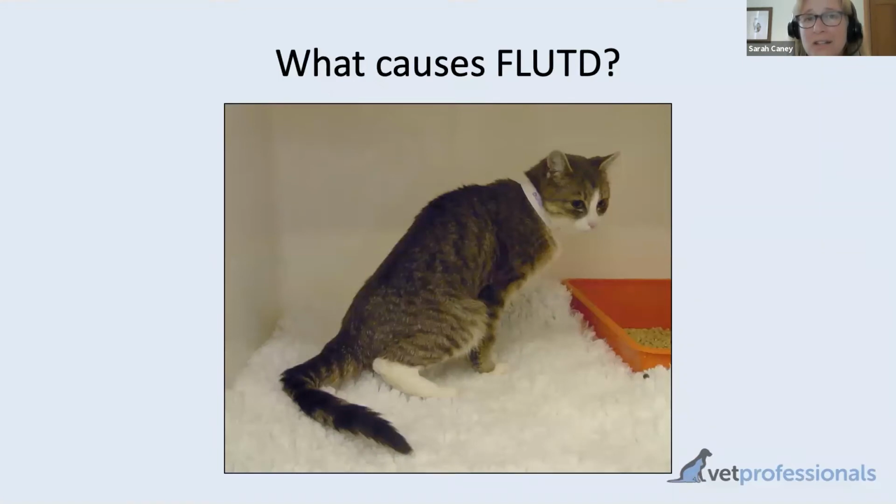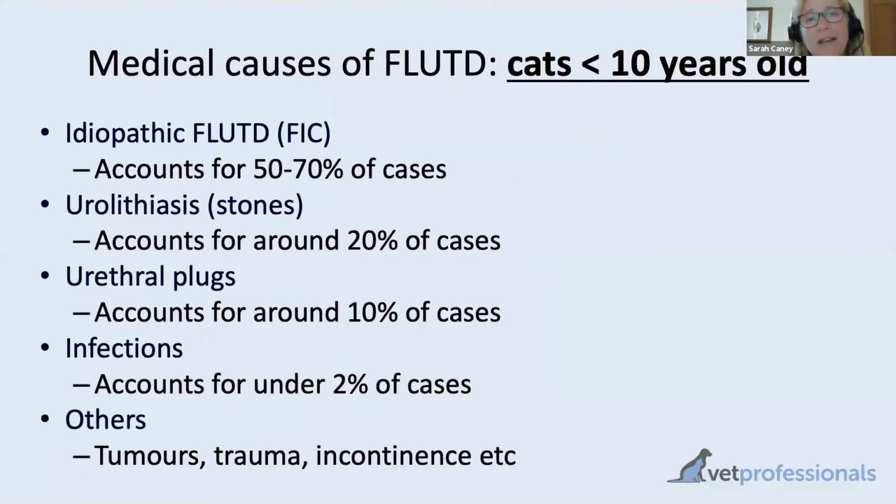So what does cause lower urinary tract disease in cats? What are the important causes? As I mentioned a little earlier, there are some differences in the important causes according to the age of the cat. If we start by looking at cats under the age of 10, which are the cats we probably most often see presented with urinary tract problems, this would be a very rough breakdown of the causes and their frequency.